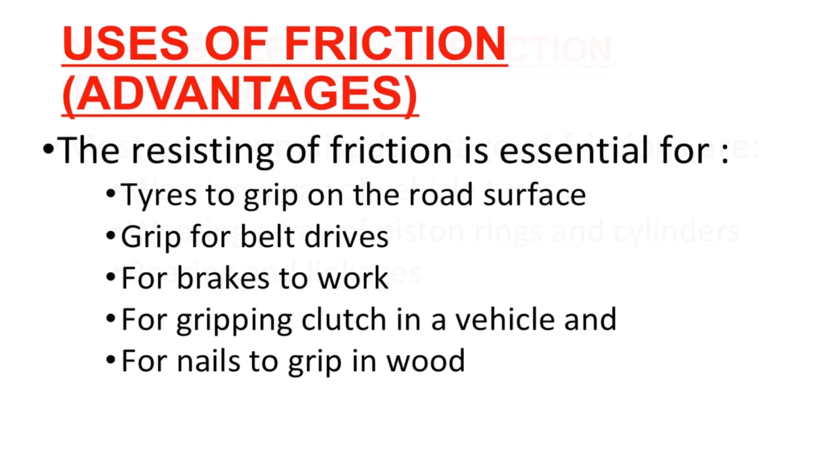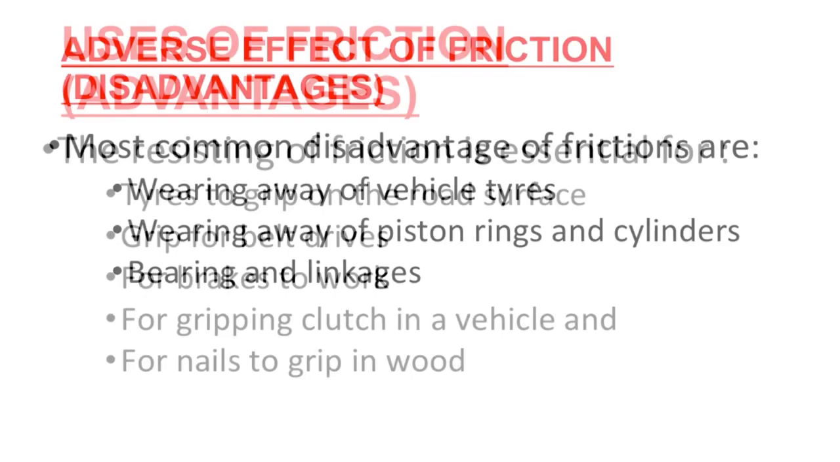For brakes to work, if you apply brakes in your vehicle, for that vehicle to come to rest or to slow down, friction must be there. For gripping the clutch in a vehicle, those who use manual vehicles know that when you press on your clutch, it needs to operate, and for it to operate, friction should be there. And lastly, for nails to grip on wood, if maybe you are working with wood.